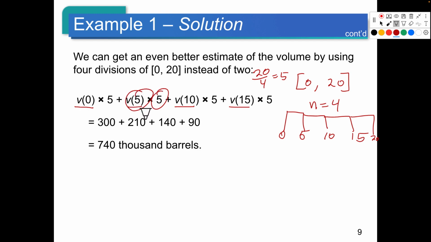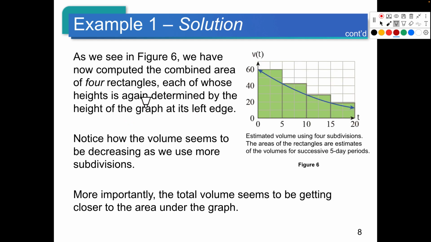The function value of 5 is the height of the graph. And if you remember back there, v of 0 was 60. So you take 60 times 5, you got 300. This one must have been whatever the height was at 5. Right here, it's probably about 41, right?